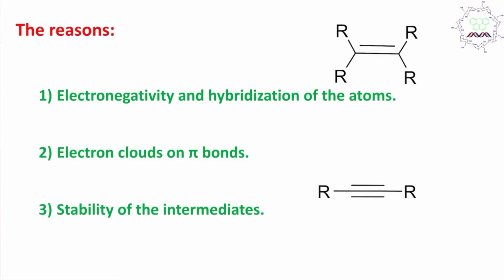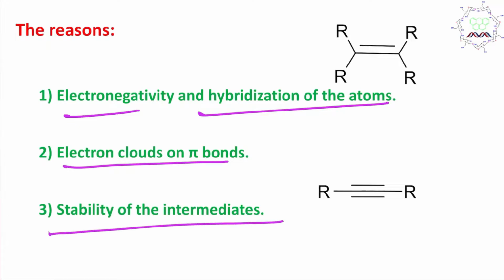So based on this understanding, we can say the deciding factors will be electronegativity and hybridization of the atom. We shall explain based on this: electron clouds and number of pi bonds, and stability of the intermediate.